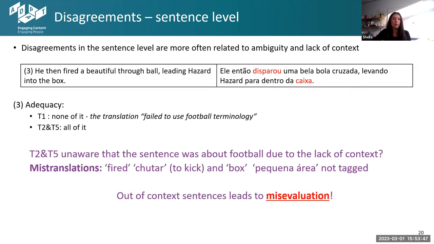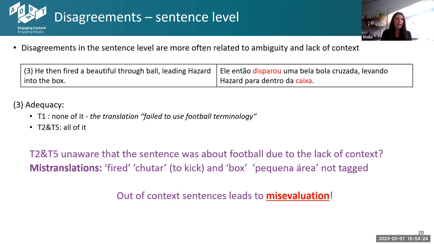And where is the disagreement at the sentence level? They were more related to the ambiguity and the lack of context, which led to misevaluation of the sentence by translator two and five. So you can see here, he then fired a beautiful through ball leading Hazard into the box. And you see that translator one said that it was not adequate at all, and translator two and five said that it was very adequate. But these two translators were unaware that the sentence was about football.